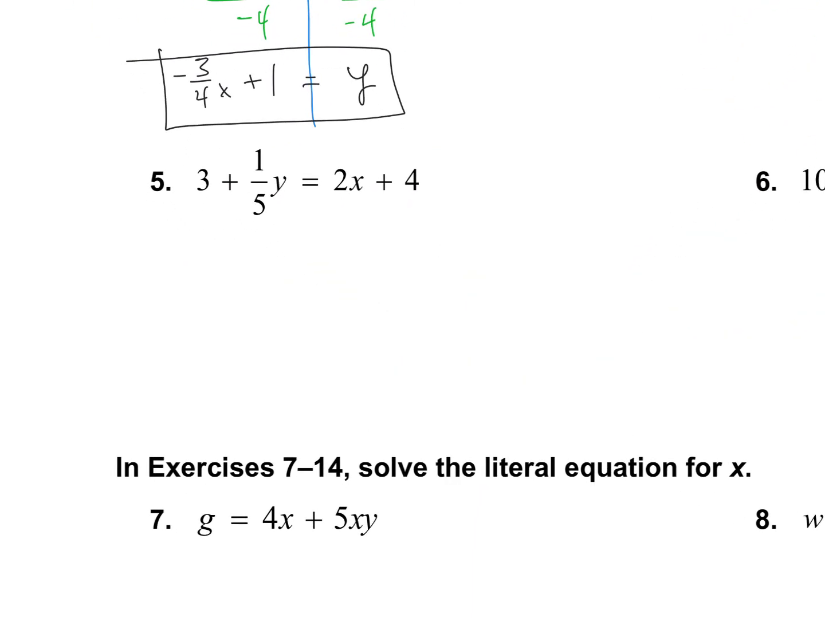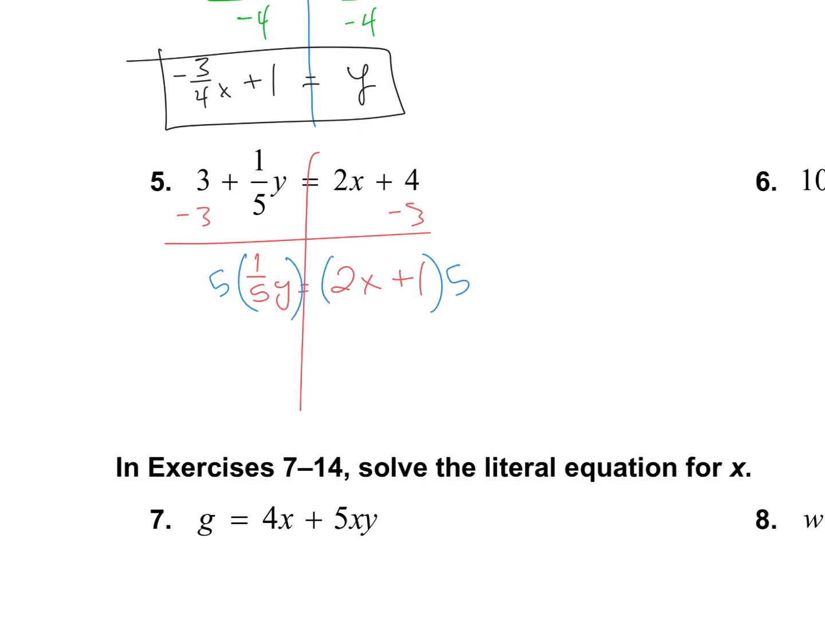Number 5, we want y. What's happening to y? It's multiplying, and it's got some adding happening to it. So I'm going to subtract 3, and I get 1/5 y equals 2x plus 1. I'm going to multiply both sides by 5. You could have divided by 1/5. That just feels yucky to me.